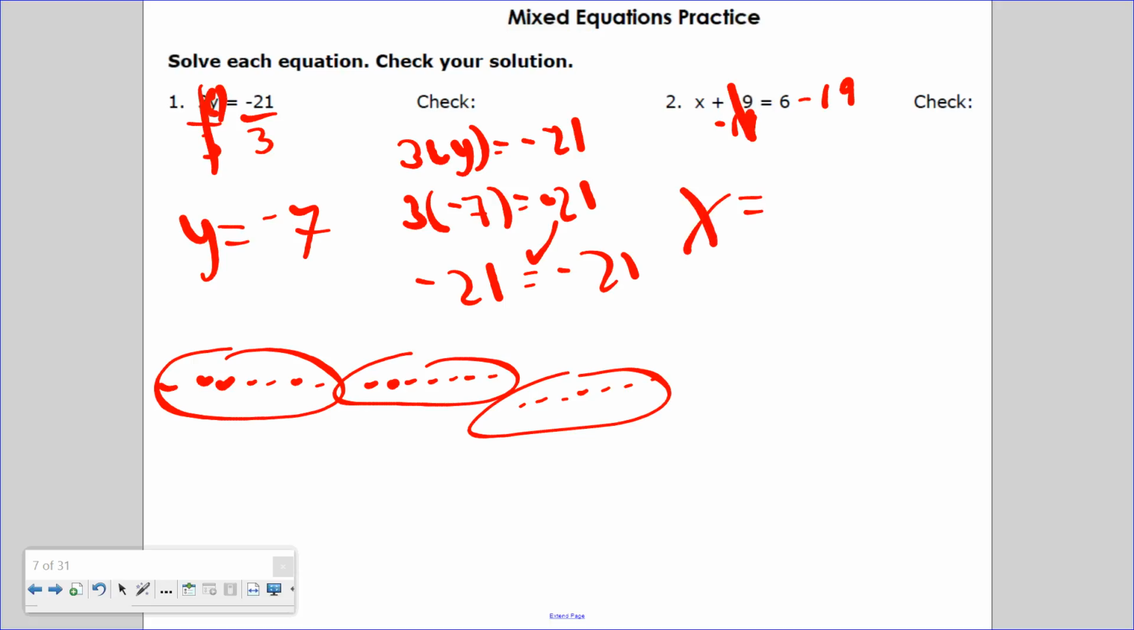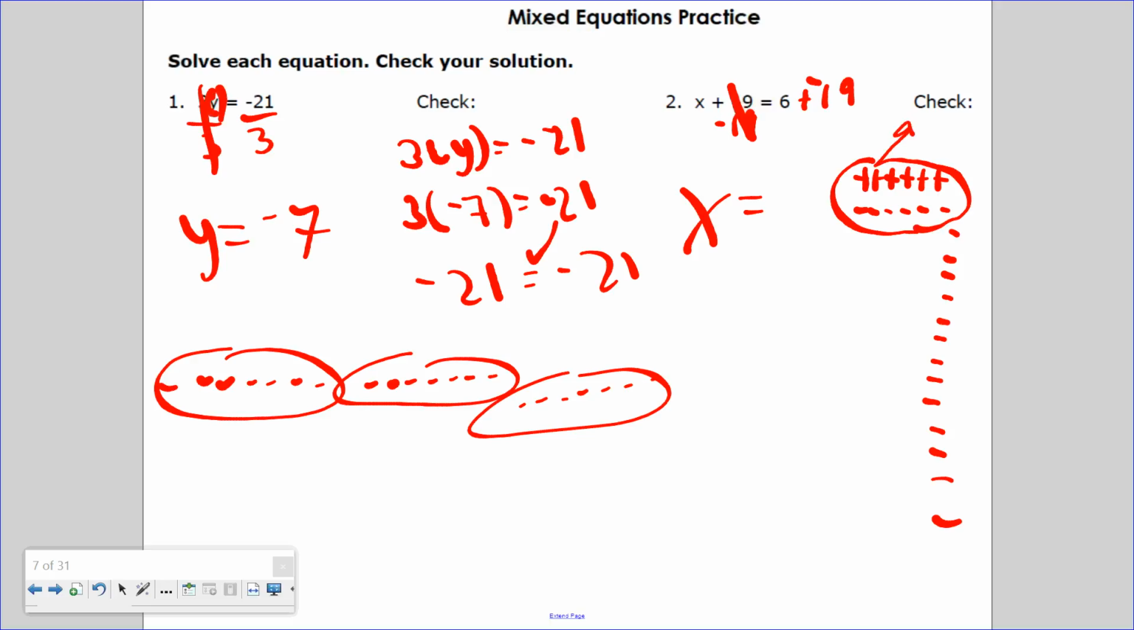6 minus 19. Again, how do you subtract? You add the opposite. 6 positives and 19 negatives. All of this, 1, 2, 3, 4, goodbye. Each 1, 0 pair cancels out. So we're left with negative 13. Again, I need you to check your work.